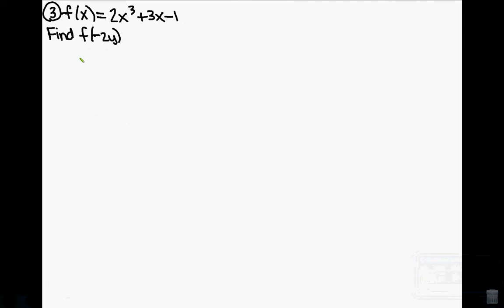Number 3, same thing. F of x is 2x cubed plus 3x minus 1. Find f of negative 2y. You go ahead and try this problem first, and then I'll do it for you. So you should hit the pause button. I'm going to go ahead and do the problem now. Again, substitution. 2x cubed plus 3x minus 1. Instead of an x, you're going to put negative 2y.